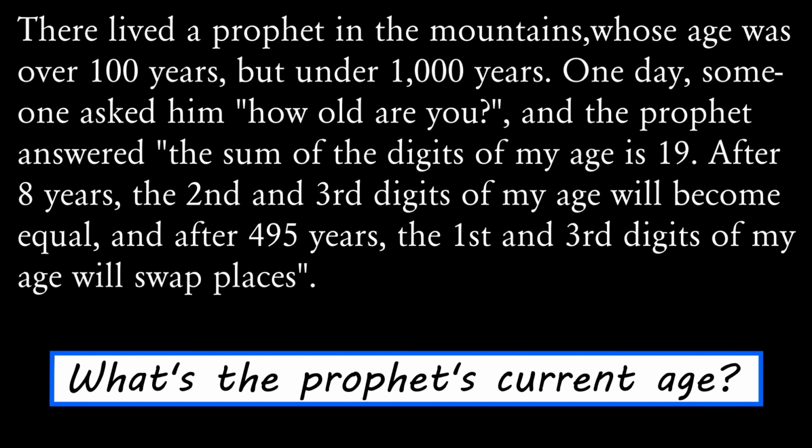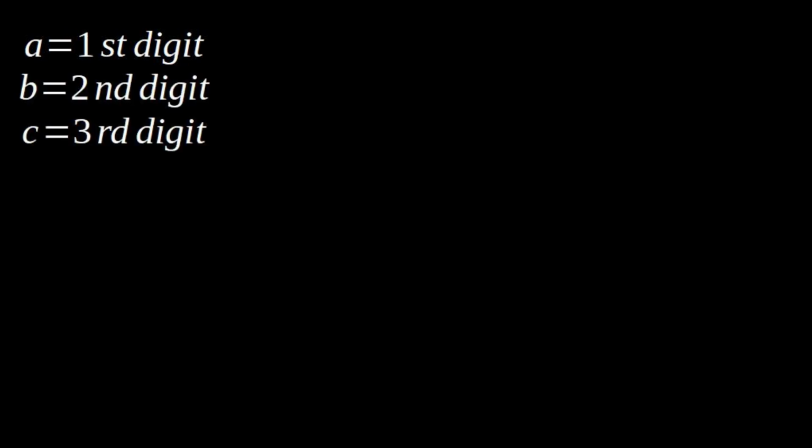Okay, so how do we go about solving this problem? Well, since the prophet's age is under 1,000 years, we know we have 3 digits on our hands. Let's call the first digit A, the second digit B, and the third digit C. So from the first condition, we have A plus B plus C equals 19.